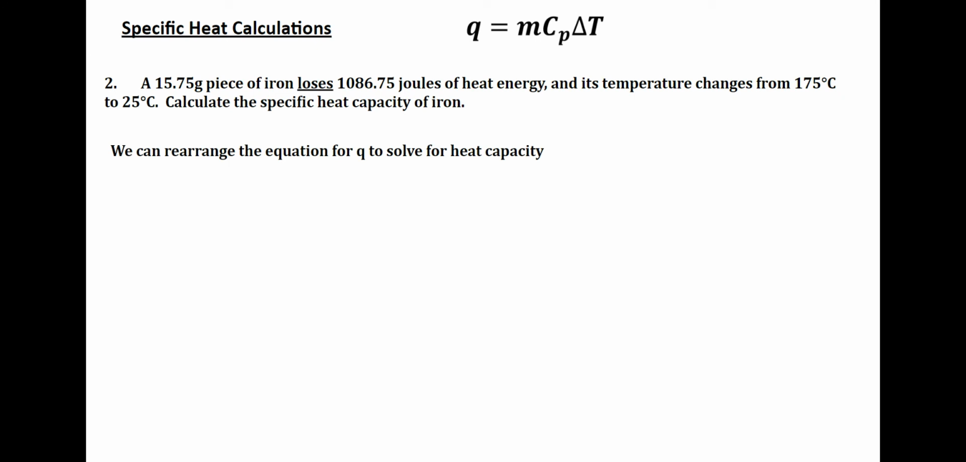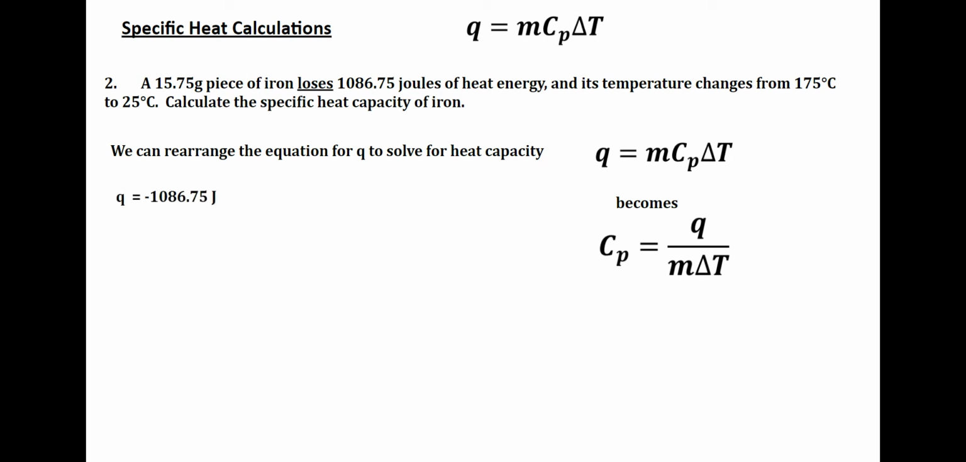Well, what we have to do is take our original equation that we learned, Q equals mCp delta T, and rearrange that to solve for heat capacity. And when we do that, we see that Q equals mCp delta T becomes Cp equals Q over m delta T. Well, let's figure out, what did they give us? They gave us Q, and that's negative 1,086.75 joules. Why is it negative? Because the piece of iron lost energy.